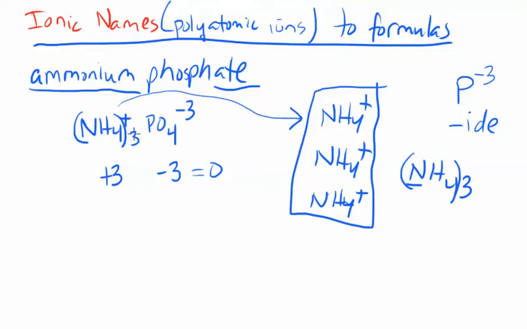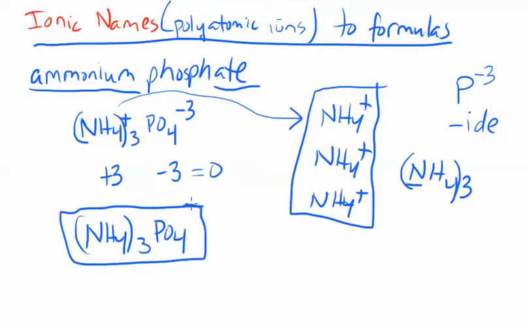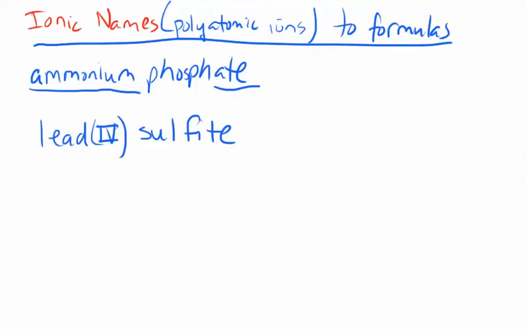All right? So we need 3 ammoniums, that's plus 3. 1 phosphate's negative 3, so that's 0. And then we need to rewrite it without any charges in the final formula. So we just drop the charges and we rewrite it. So here is ammonium phosphate. Let's look at another example. Next example is lead 4 sulfite.